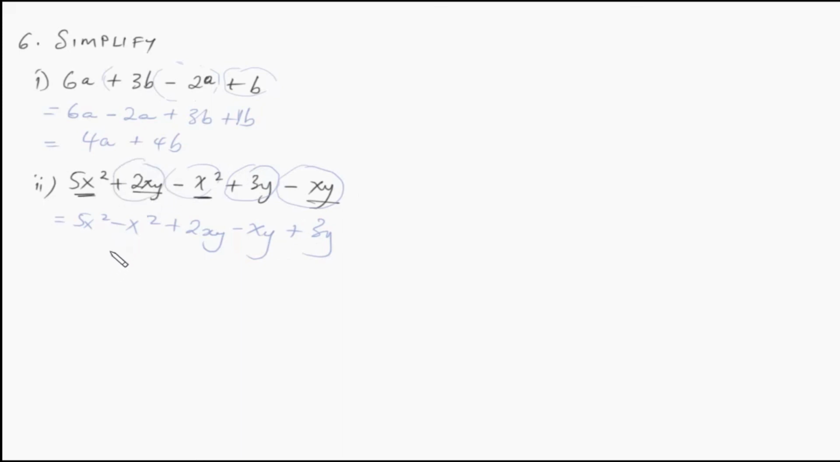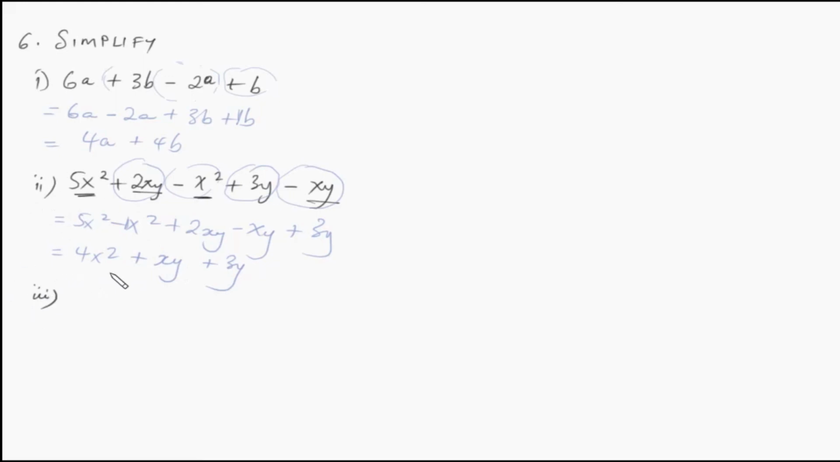Now, what happens here is that 5 minus 1, there is 1 here. 5 minus 1 is 4. 4 what? 4x squared. Here, 2 minus 1 is 1. 1 what? 1xy. You can say it's xy or 1xy. It doesn't matter. Then we have plus 3y. So we have simplified. We have put x squareds together, xy's together, and then the y's together. So that's how we simplify.